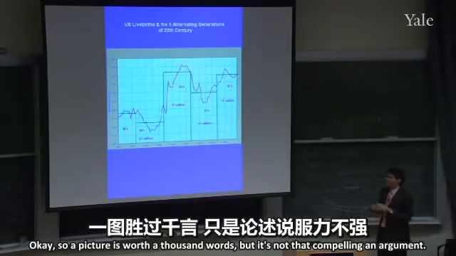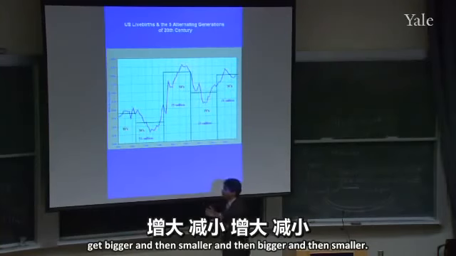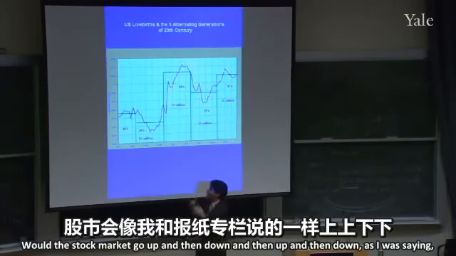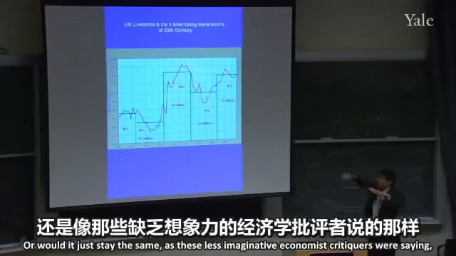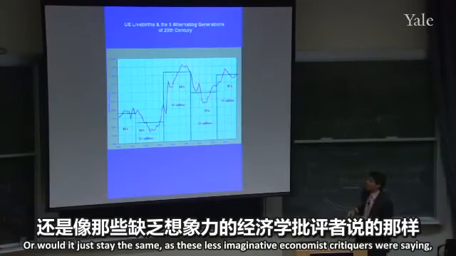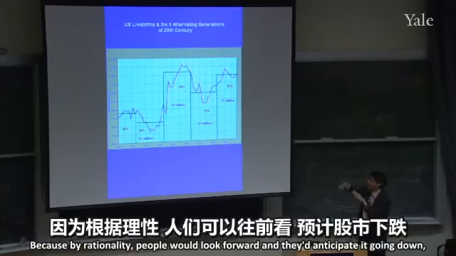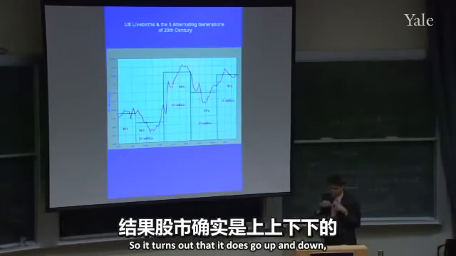So a picture is worth 1,000 words, but it's not that compelling an argument. You need a little bit of analytics. Suppose everybody knew that generations were going to get bigger and then smaller and then bigger and then smaller. Would the stock market go up and then down and then up and then down, as I was saying and as all these newspaper columnists were saying, or would it just stay the same, as these less imaginative economist critiquers were saying? They said it couldn't have anything to do with demography, because by rationality people would look forward and anticipate it going down, and so they'd all sell before it went down so it would never go down. Okay, so it turns out it does go up and down.